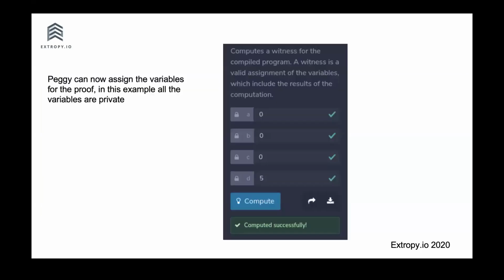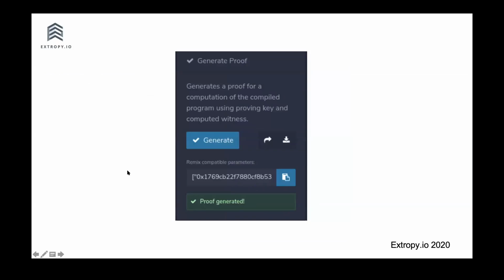Once you have that, the prover can then add in the secret value. So in this case, the secret value is 5 and the other ones are 0. We store that. We then generate the proof. The proof takes a little longer to generate. This part here, the Remix compatible parameters that you can copy, takes that proof and puts it in a form that you can easily add into your verifier smart contract, and it looks like this.